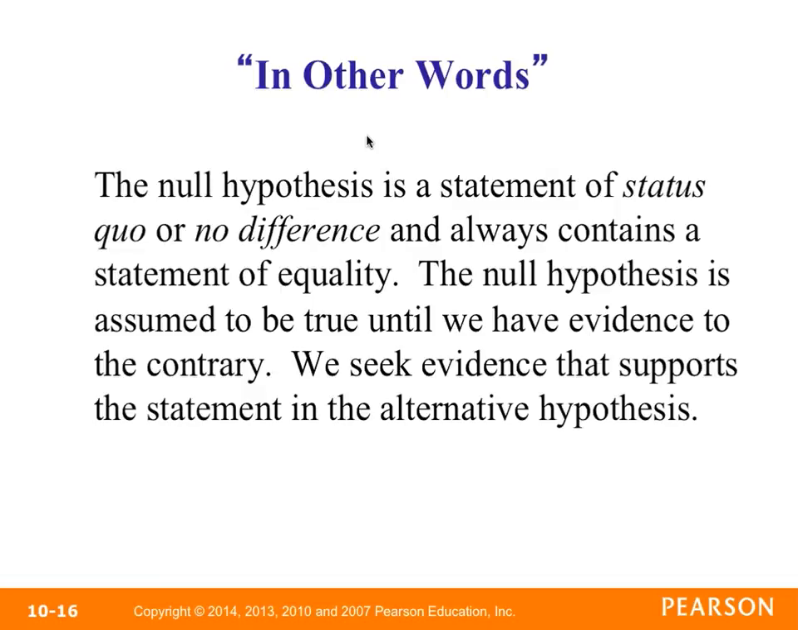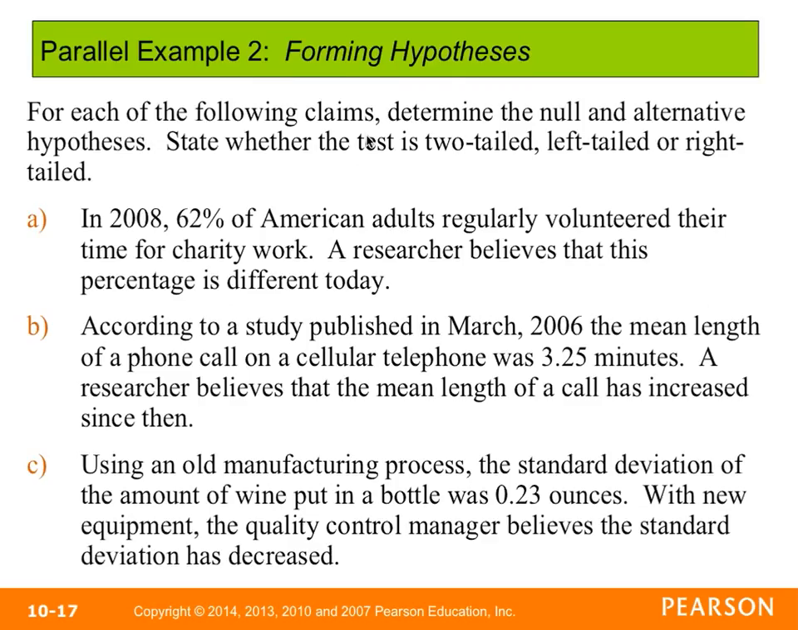We seek evidence that supports the statement in the alternative hypothesis. So we're trying to find evidence that's actually going to lead us to our alternative hypothesis, but that may or may not happen. So let's go ahead and look back at these exact same examples, and let's write the null and the alternative hypothesis and state whether it's two-tailed, left-tailed, or right-tailed.